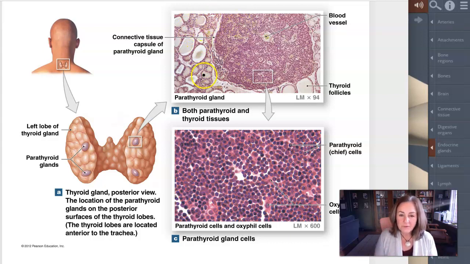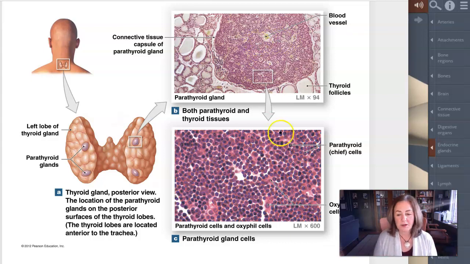So it looks like thyroid follicles are really embedding the parathyroid gland, which is actually the case. So it's not so straightforward to see as a color-coded picture. Okay, they're kind of tough. They're embedded right in there.